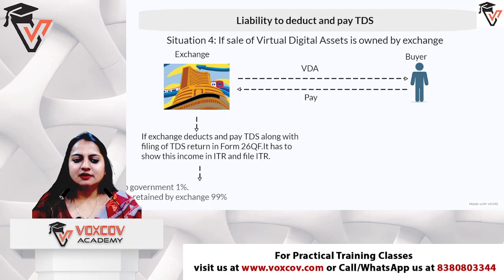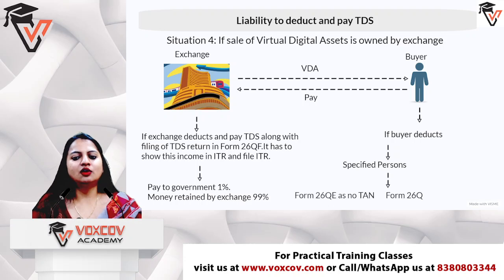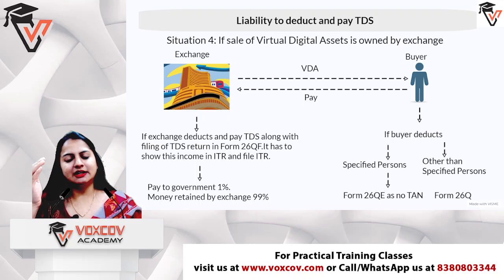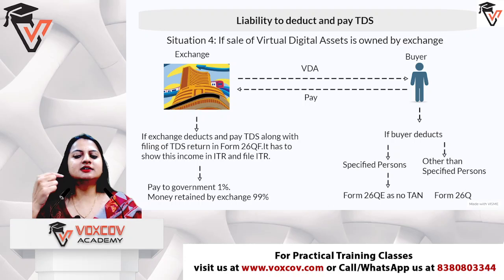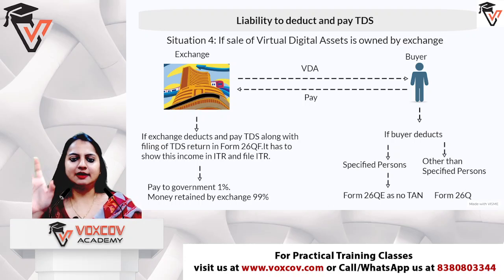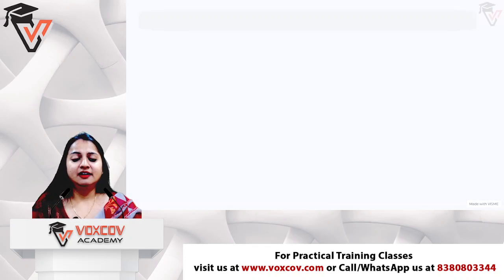The second option available is that the buyer deducts. Now, if the buyer is deducting, the buyer can either be a specified person or other than a specified person. If he is a specified person, then again, as TAN is not available for him, the form is 26QE. But if he is other than a specified person, then normal 26Q is applicable and he can deduct the TDS. So it is available to both the parties.